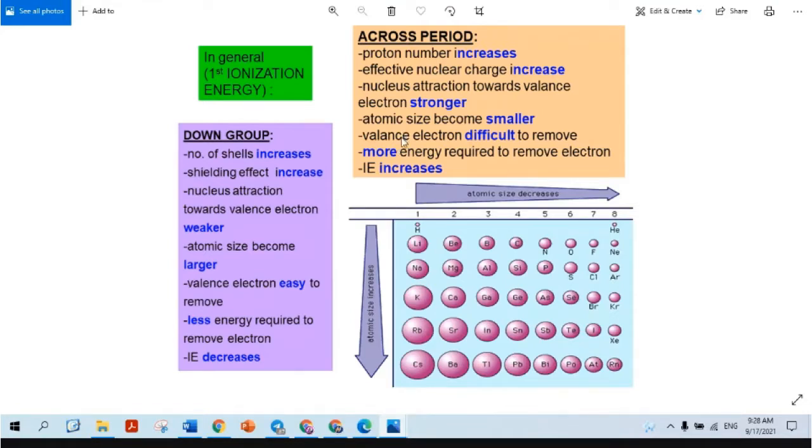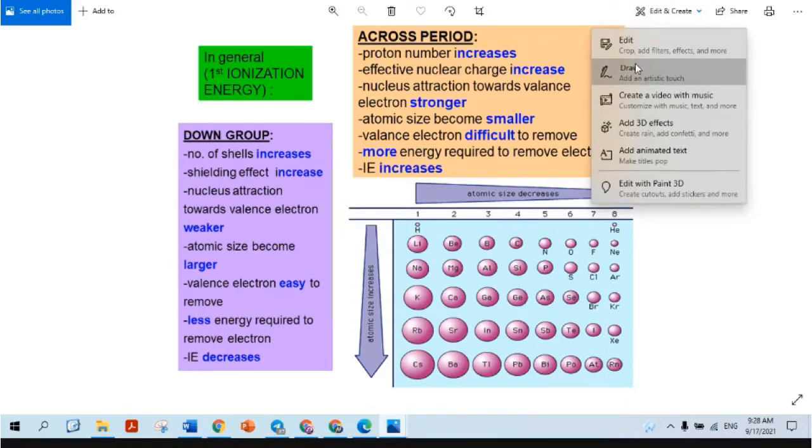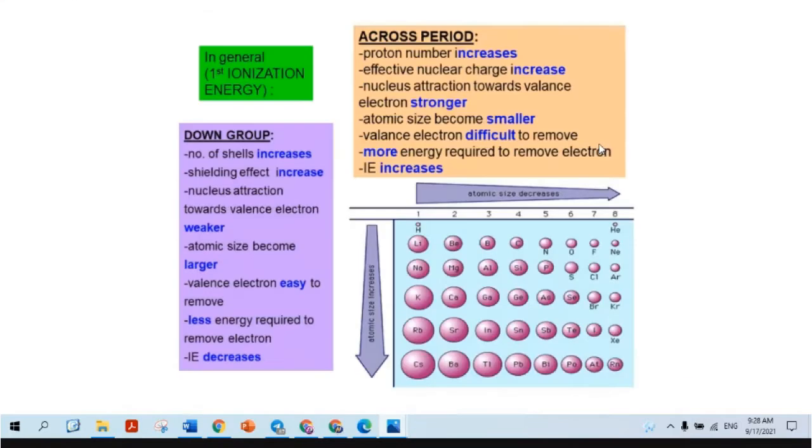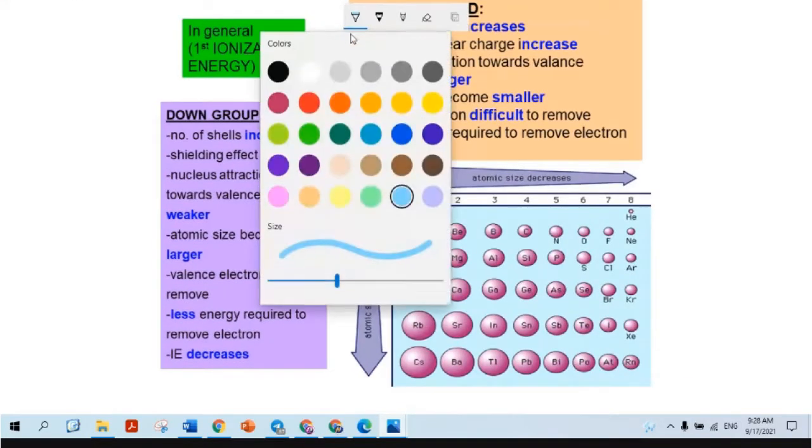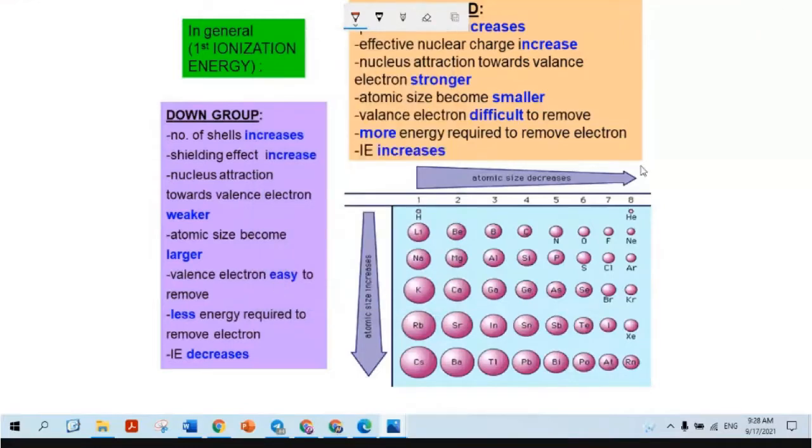So the main point is the valence electron. You have to remove the valence electron. Just imagine when going across the period, the size gets smaller, meaning that the attraction between the nucleus and the valence electron is stronger.